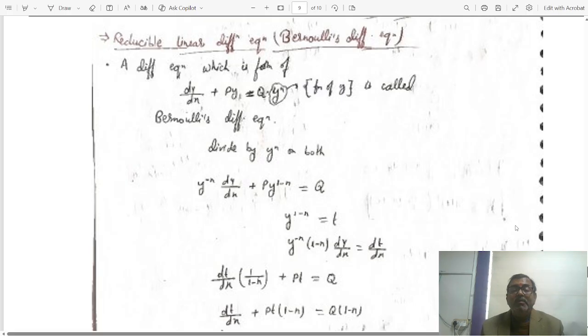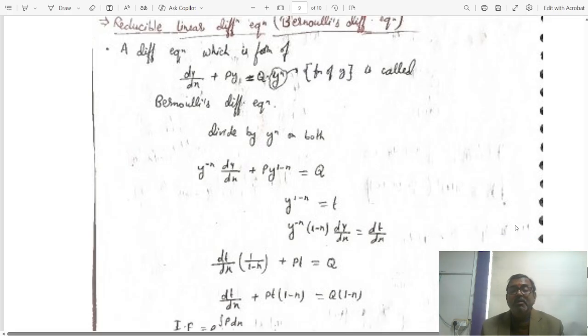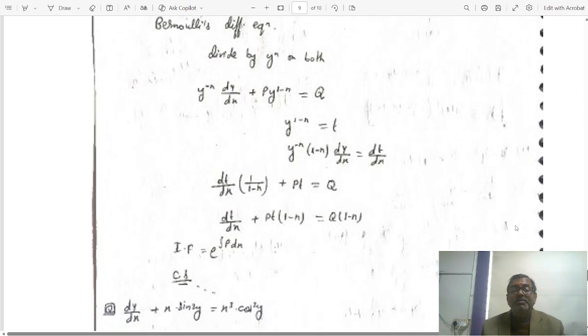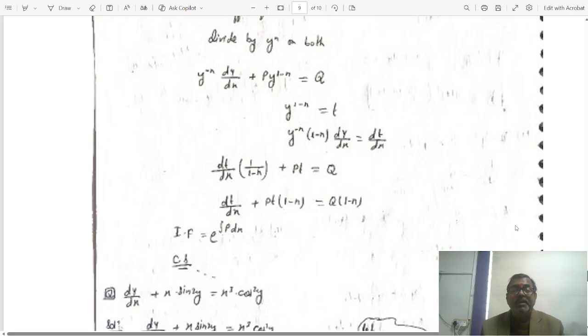Now put y to the power 1 minus n equal to t. After differentiation, it becomes y to the power minus n into (1 minus n) dy/dx equal to dt/dx. Putting these values in the above equation, here we get dt/dx plus P t (1 minus n) equals Q (1 minus n). So the integrating factor is e to the power ∫p dx.